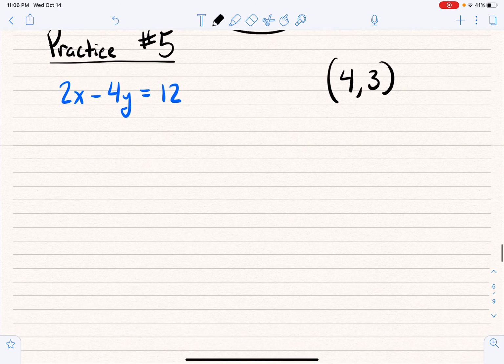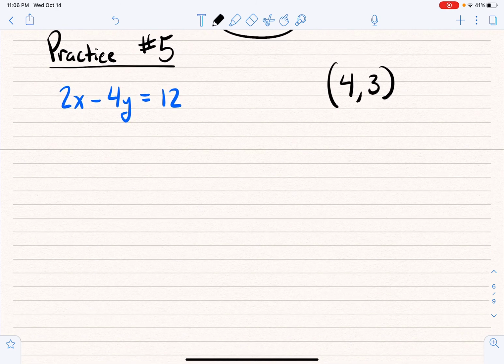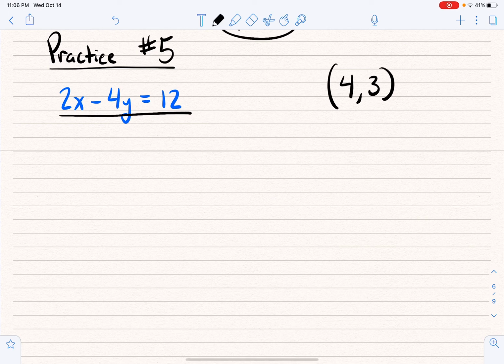I want you to find the equation of a line that is parallel to this line but passes through this point. And I want you to find the equation of a line that's perpendicular to this line that passes through this point. So you're going to take just a couple minutes to do that right now. We can pause the video, and then I'll come back and make sure you got it right.